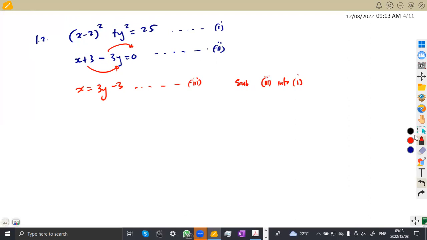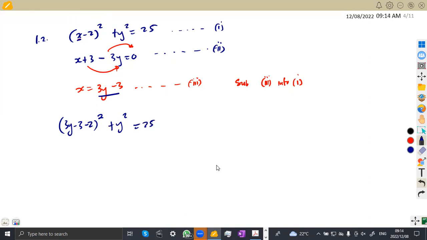All right. So x being equivalent to 3y minus 3, that means I'm just going to substitute in place of x into equation 1. So thus we are going to have here x, which is 3y minus 3. So it's going to be 3y minus 3, but already there's a minus 2, which is there. So it's going to be minus 2. And also don't forget that there's a square there. All right, plus y squared. y is just y, so there's nothing that you're going to substitute here, which is equivalent to 25.